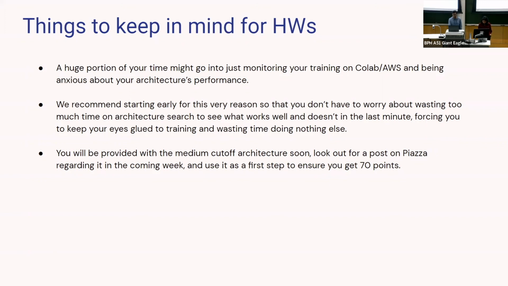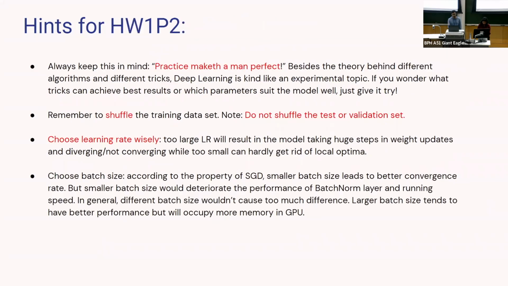So you really don't have to worry about wasting too much time on architecture search towards the end of the homework weeks, the deadline weeks, and so that you know what works well and doesn't work well early on. So you can just train a couple of networks at the end, instead of trying to do architecture search all in the last week. You will be provided with the medium cutoff architecture for your homework soon on Piazza, and you can use that as a first step to ensure you get to 70 points, for those who haven't done it already.